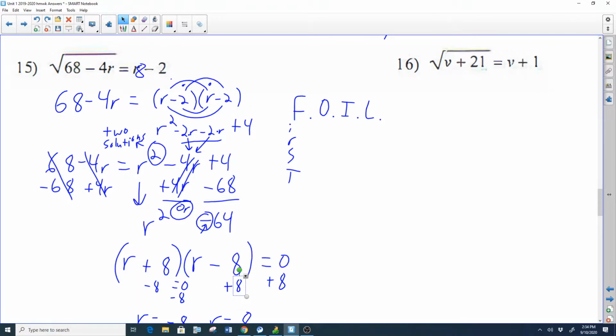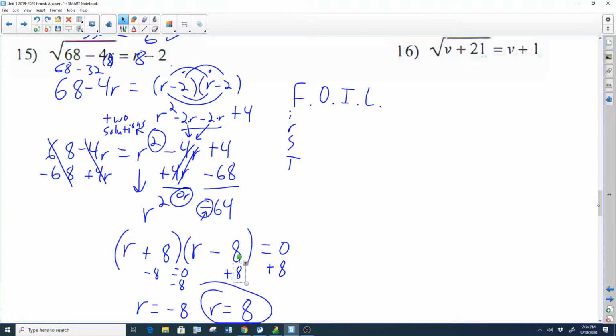Because positive 8, 8 minus 2 is 6. Then if you plug an 8 in here, that's 8 times 4 is 32. And 68 minus 32 is 36. And the square root of 36 is 6. So the positive 8 definitely works.